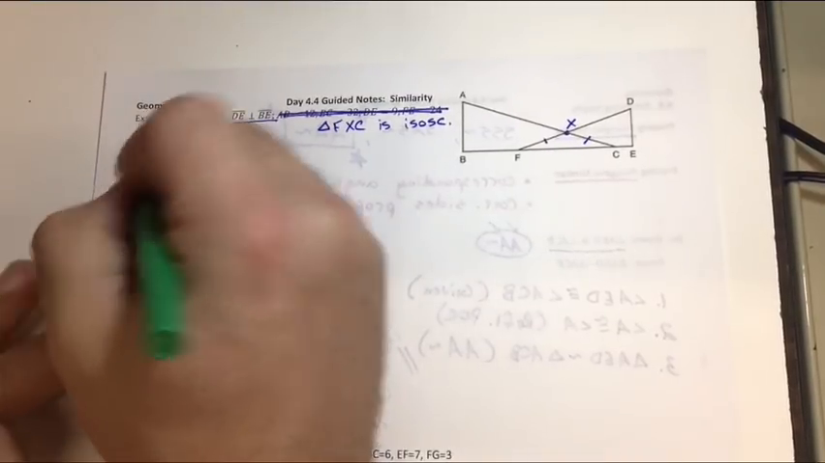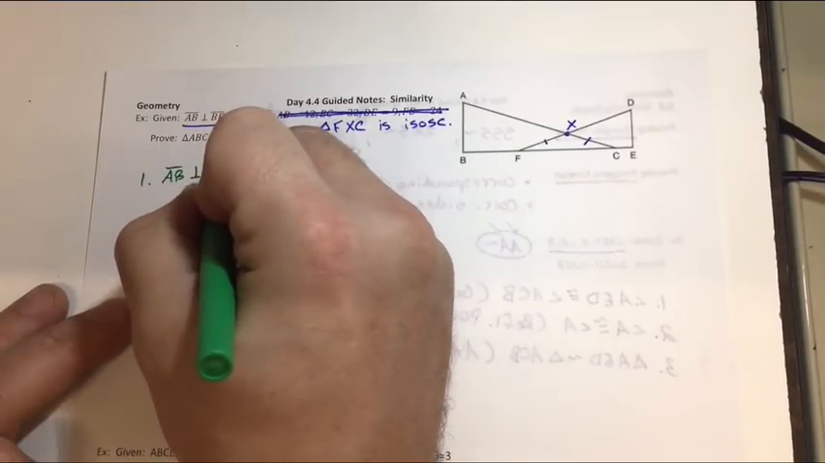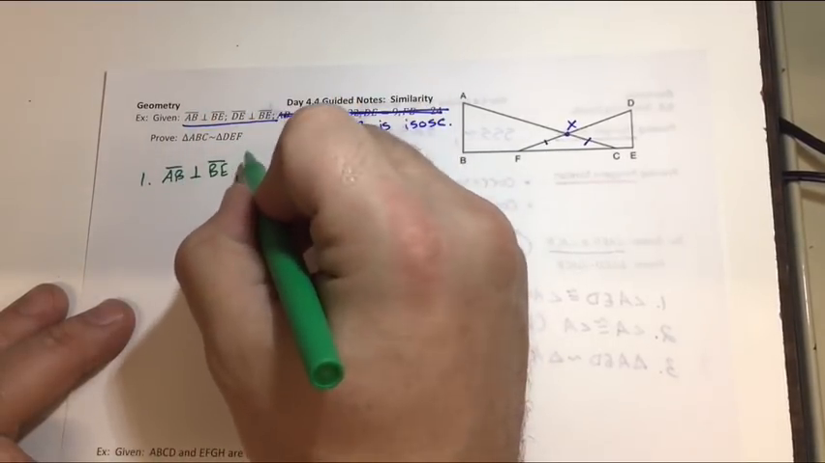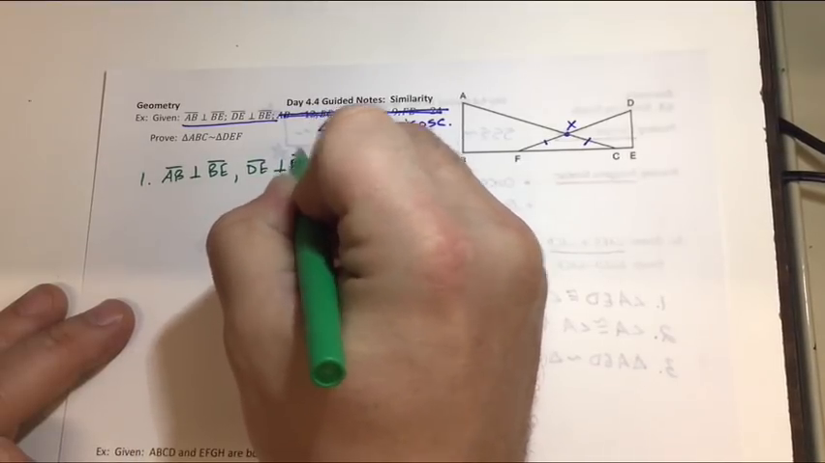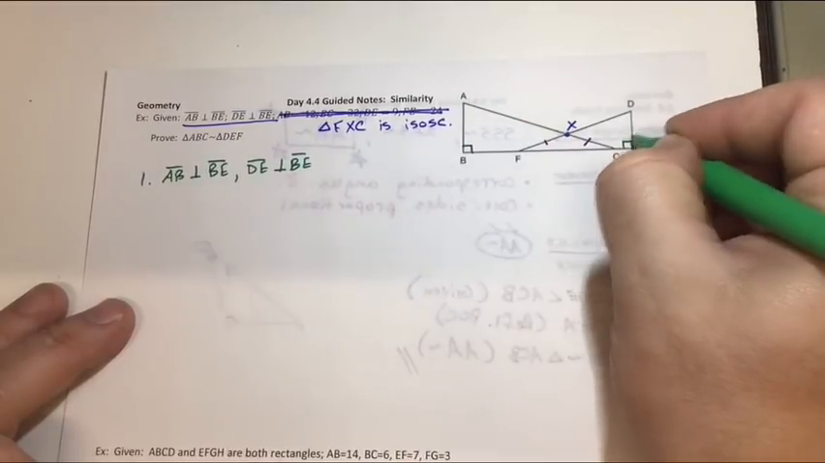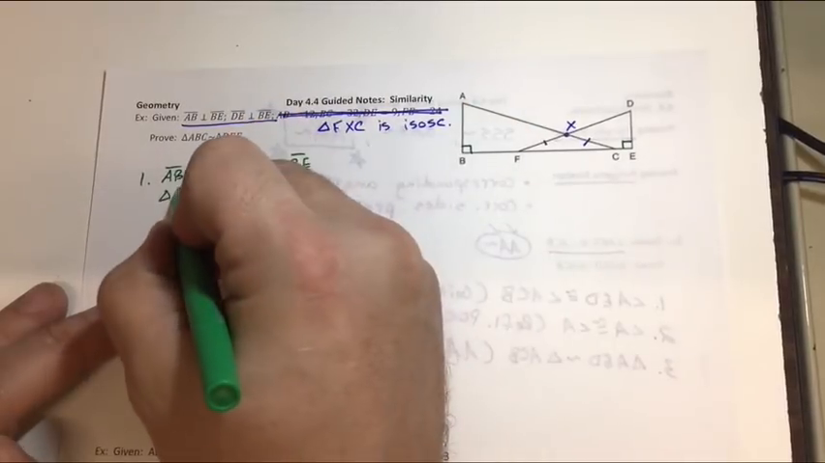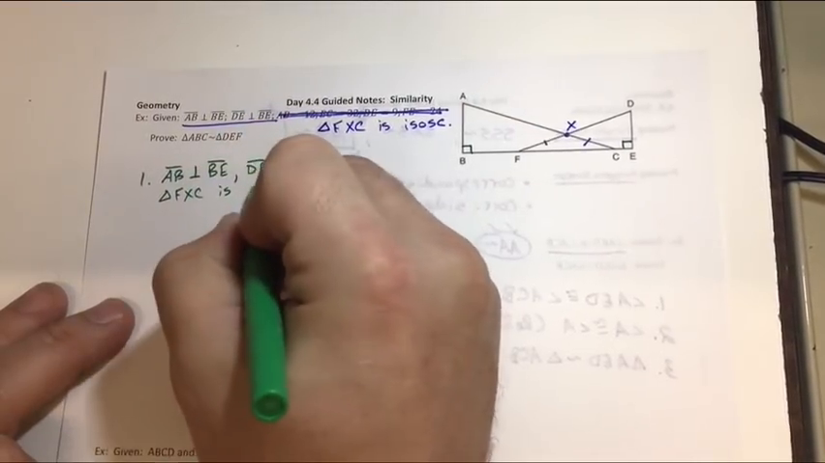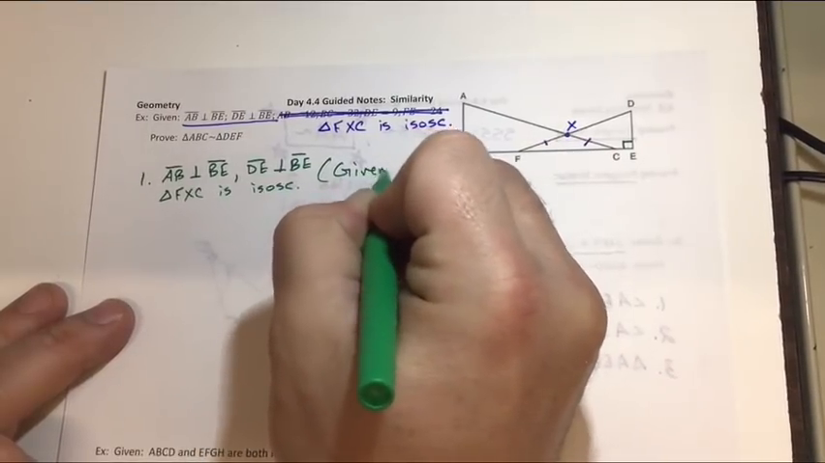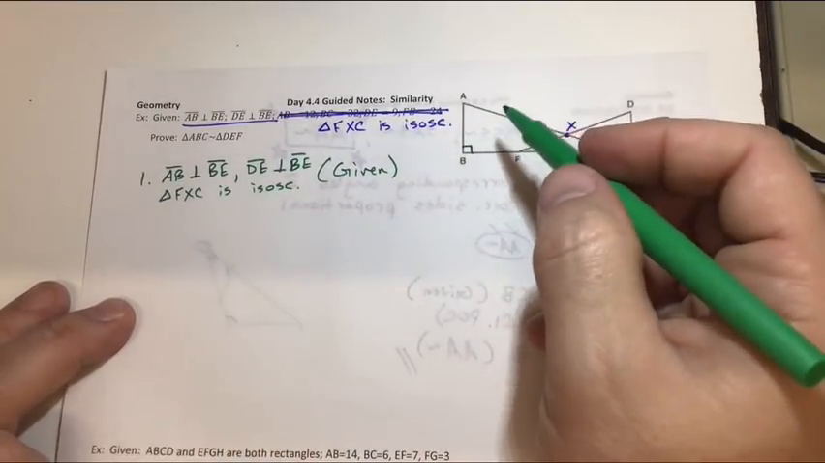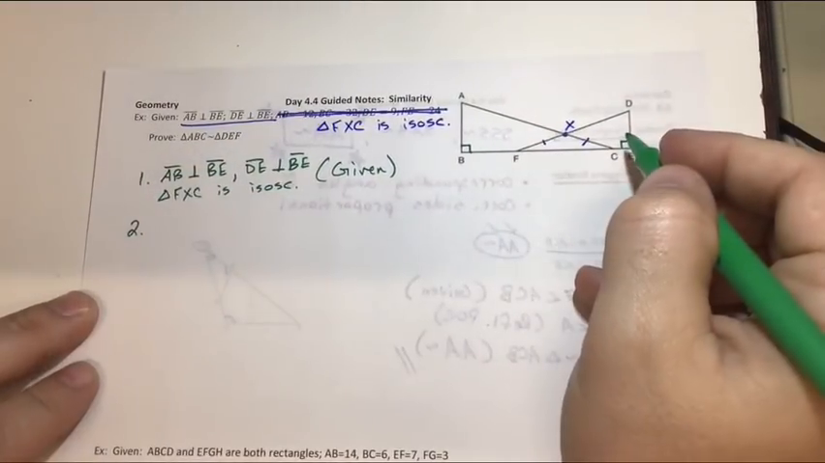So we're going to start off with that first given statement. Segment AB is perpendicular to BE, and segment DE is perpendicular to BE. That creates right angles there. And we're also going to say that our other given is all inclusive here. FXC is isosceles. That's all given information. And again, we want to be able to use angle-angle similarity here. So I need to look at some angles that could be congruent.